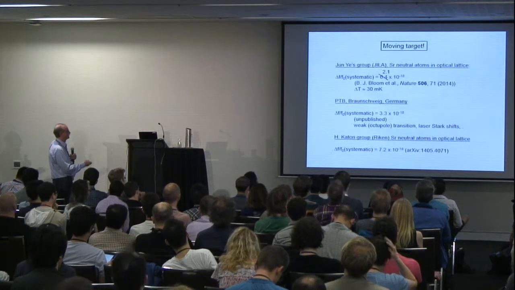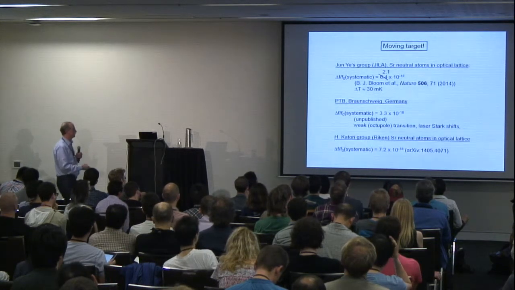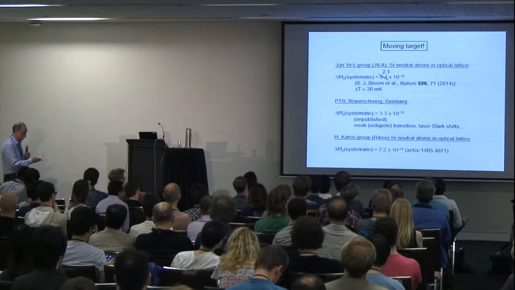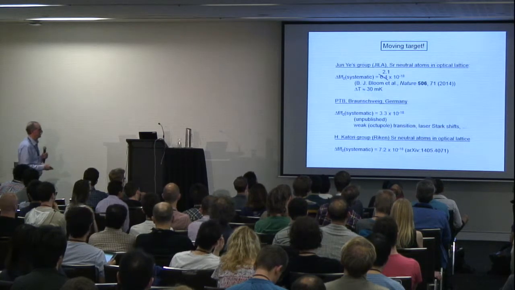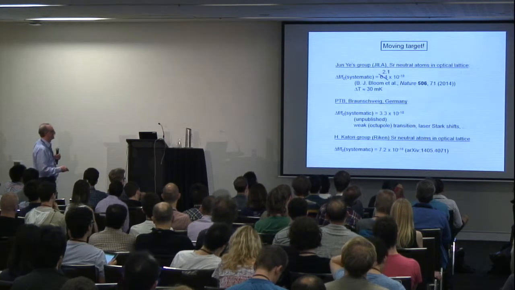And in fact, it's a moving target. This is Junyi's group at JILA. They're down to about 2 parts in 10 to the 18th. So we've got our work cut out for us to try to stay in the game.